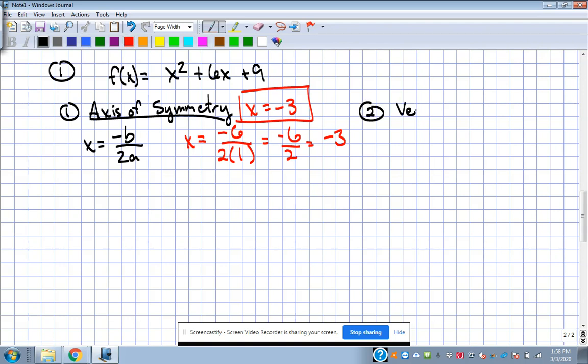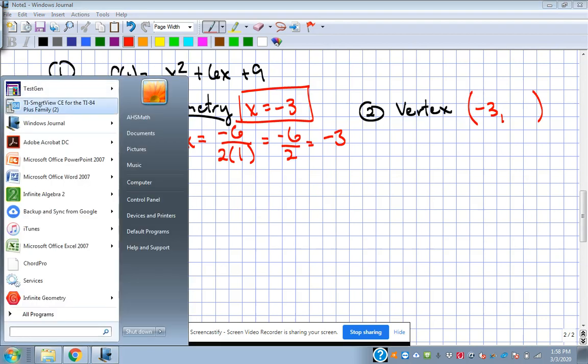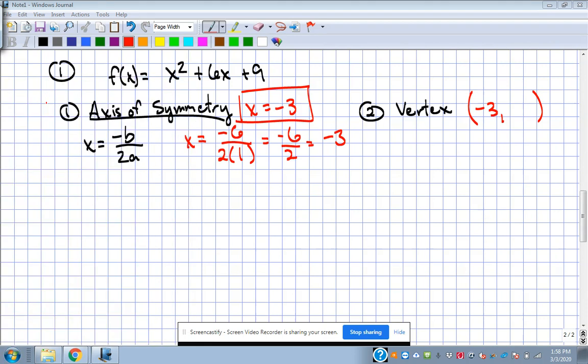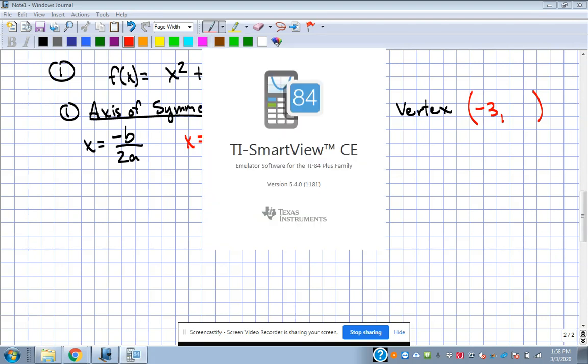I'm just going to go over here to the right. I already know that the vertex is at negative 3, and then all I've got to do is find the y value that goes with it. This is where I'm going to start employing the use of my calculator a little bit, because I can make this work a little easier by using the graphing calculator.